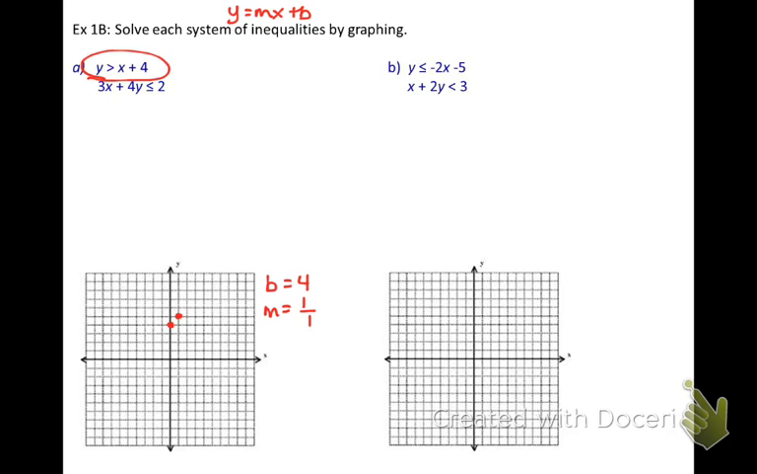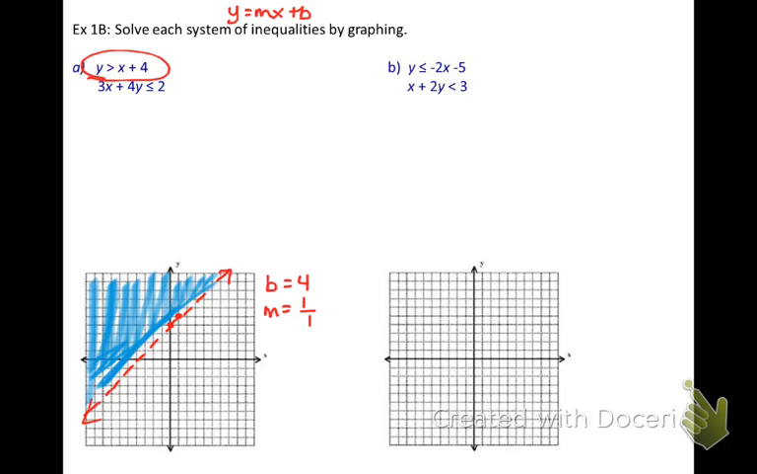Now, notice it says greater than, so it doesn't have an equal sign underneath it, so it's going to be a dotted line. And then I'm going to highlight, and it's greater than, so it's going to go above the line. So today's lesson, you will need two separate colors to do highlighting with, so 2 different color highlighters. So you might want to put me on pause right now and find another highlighter.